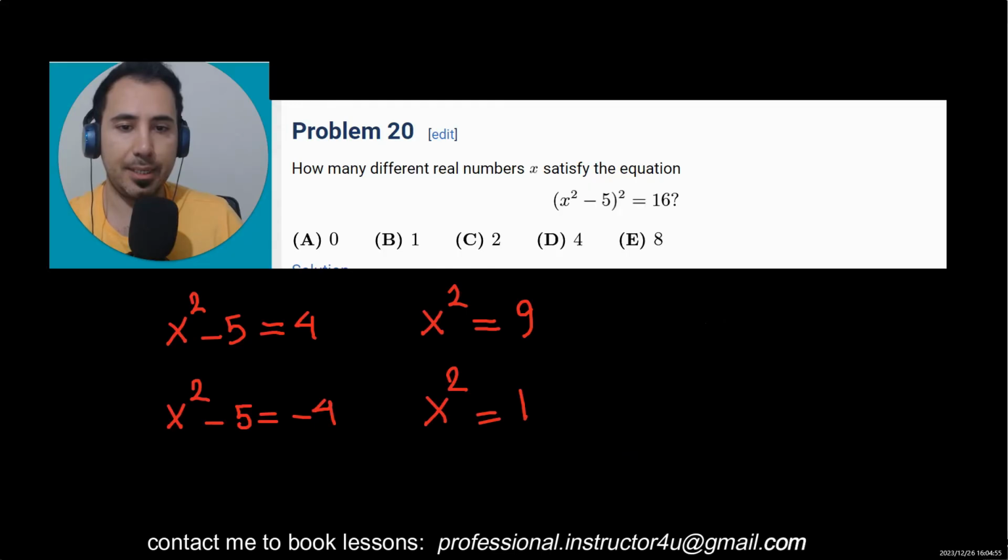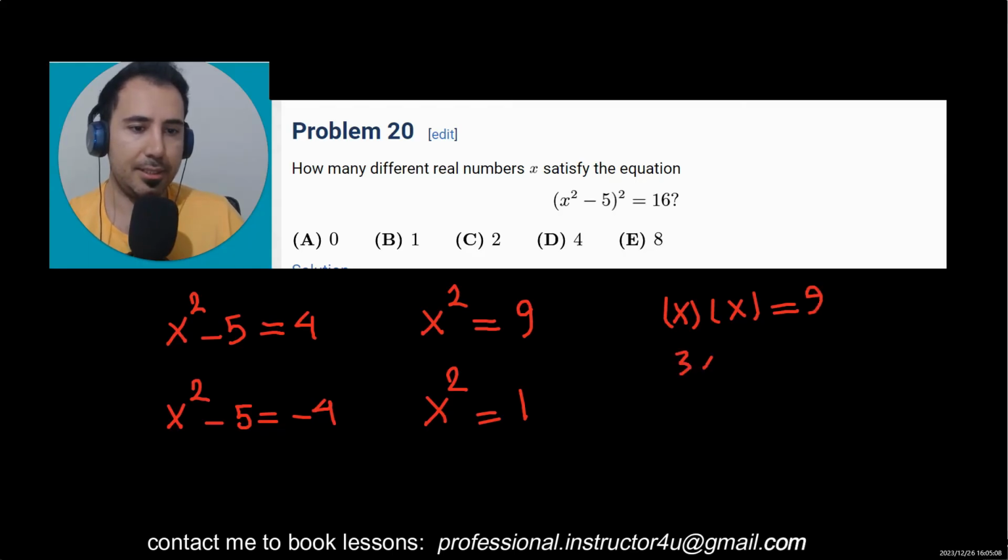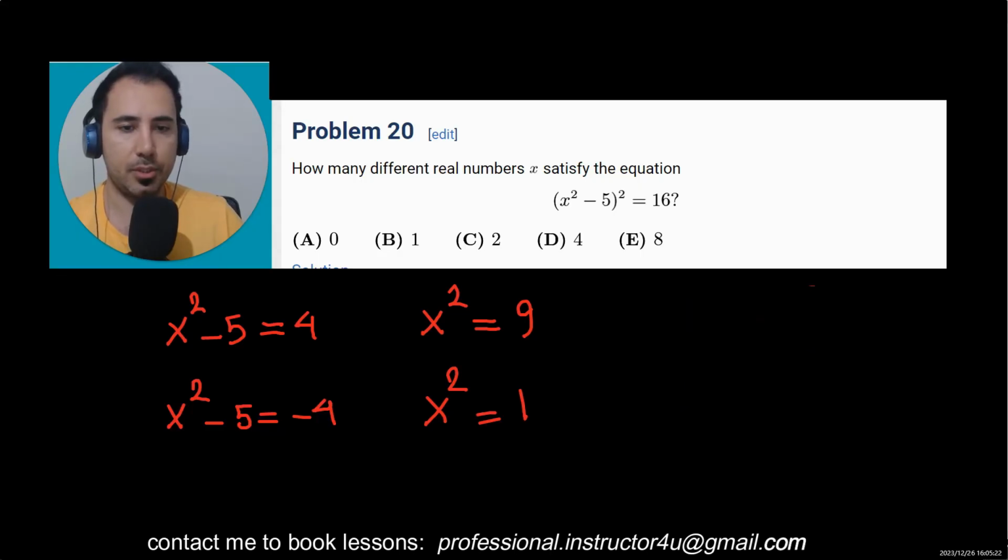So now, again, with the same reasoning, right? We're going to have 2 numbers. X times x is actually 9, right? So 3 times 3 is 9. -3 times -3 is also 9, right? So that's why the first equation will give us 2 solutions, positive and -3.